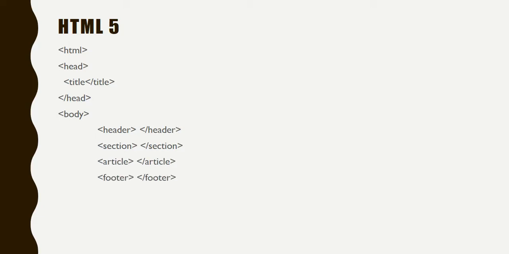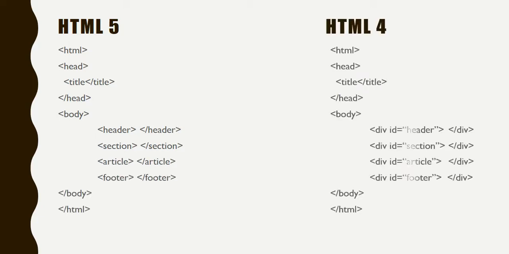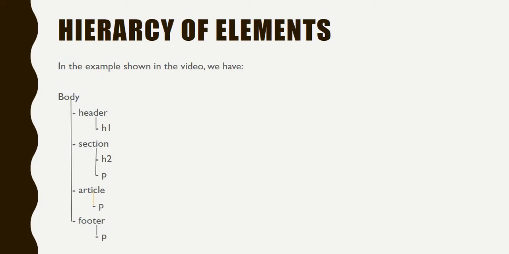Now this is how you implement in HTML5. So the semantic elements, as you can see, are written inside the body tag. While in HTML4, using the div, this is how div is written with the ID selector, with the corresponding ID selector of each section. So as you can see, there is a hierarchy of elements. So it means to say that inside the element, there are other tags that are being applied in order to define the content of that particular section.